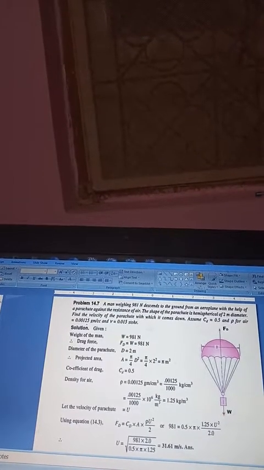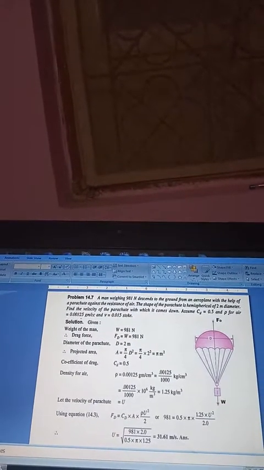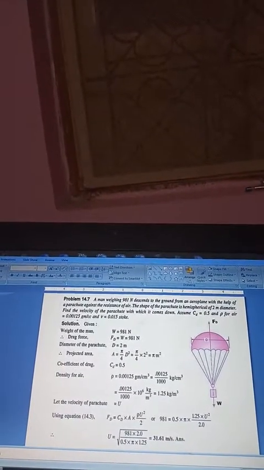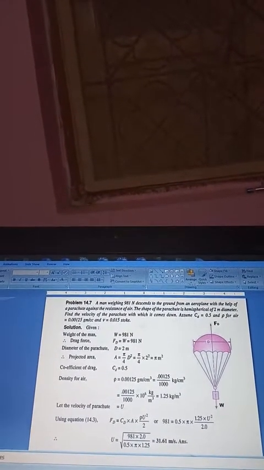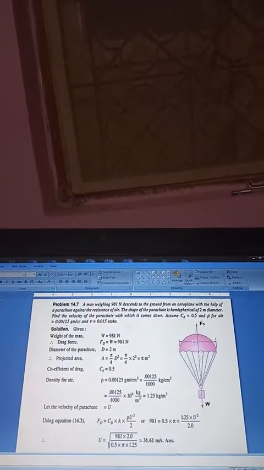So from the figure it is clear that the drag force is acting in the vertically upward direction and the weight of the body is acting in the vertically downward direction. Under equilibrium condition, Fd will be equal to W, and here we have to use the formula again. Fd is equal to CD into capital A into rho u square by 2. Fd, that is W, is 981. CD is given as 0.5.